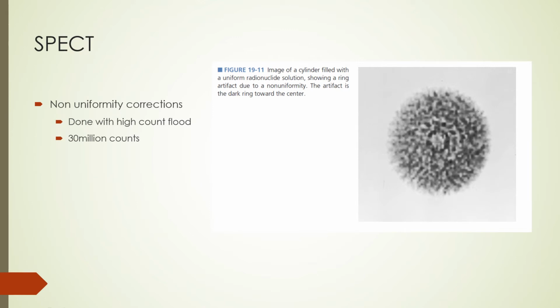Non-uniformities, whether from the camera or collimator, show up as a circular artifact in the reconstructed image if not removed by non-uniformity corrections. This image shows a ring artifact due to non-uniformity. Non-uniformity corrections are done with a high count flood of 30 million counts. These flood data must be acquired with the same parameters, such as photo peak window, zoom, and collimator, that is used in the clinical study.